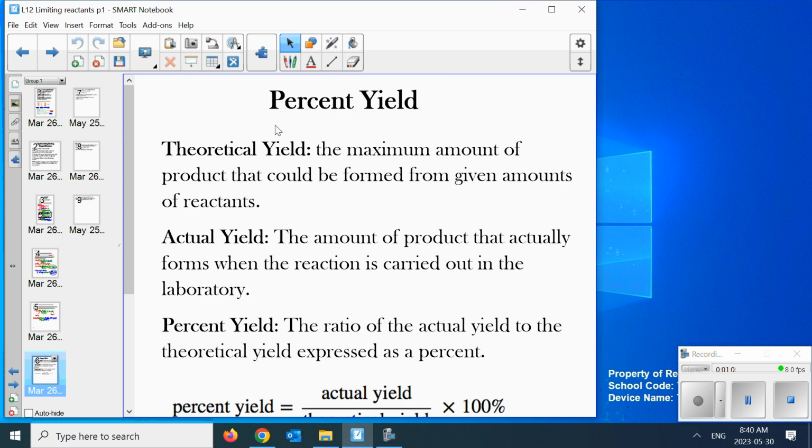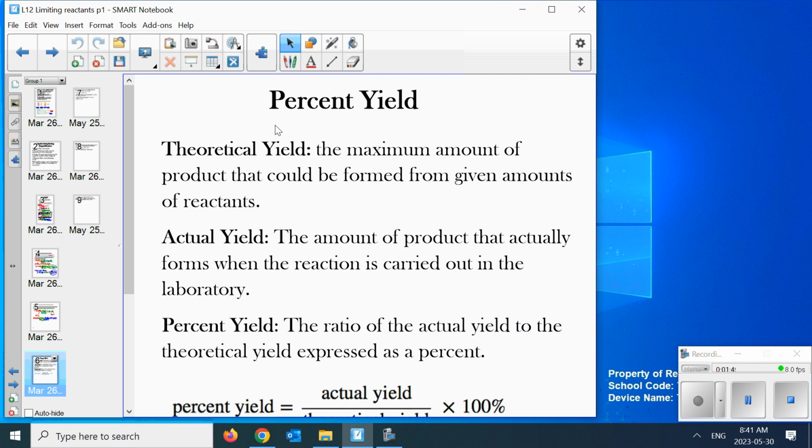Percent yield. Yield meaning the amount of product produced. Theoretical yield is the maximum amount of product that could be formed from the given amounts of reactants. Actual yield is the amount of product that actually forms when the reaction is carried out in the lab. Percent yield is the ratio of the two, times 100 to make it a percent. In theory, if you add two chemicals together, you assume that it goes 100%. So if you expected 100 moles to be produced, that's the theoretical yield.